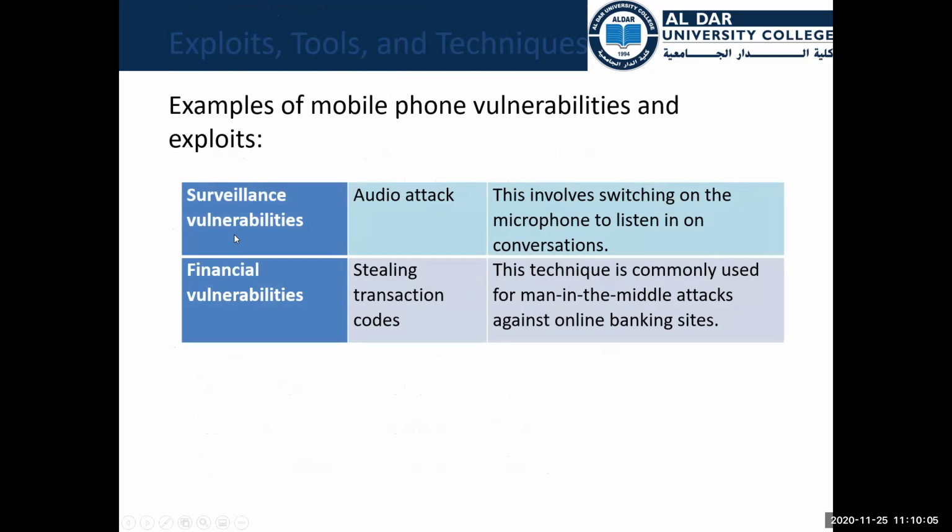For example, the first one is surveillance vulnerabilities. We can have tools to listen to microphone conversations. Financial vulnerabilities, like stealing transaction codes and making a man-in-the-middle attack. And I told you about Wireshark and Airshark. Somebody can use Airshark to make a man-in-the-middle attack and steal financial information.